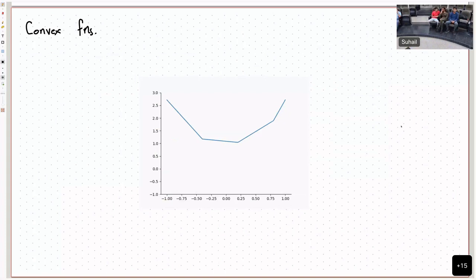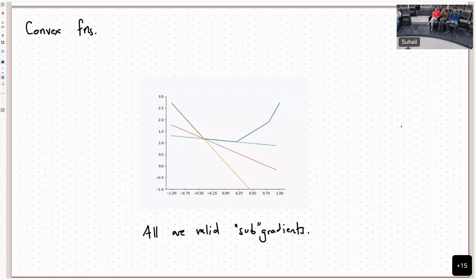Even if your function is not really differentiable. So for instance, if you're looking at this point over here, there is no notion of a tangent line at this point because it's not differentiable. Well, in this case, you can take any of the lines that pass through this point. If any of them stay completely below the function, you're fine. So any of these 3 lines, they're all called valid subgradients. They're not gradients, but they're subgradients.